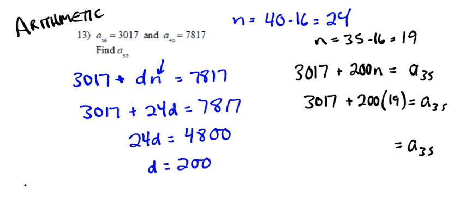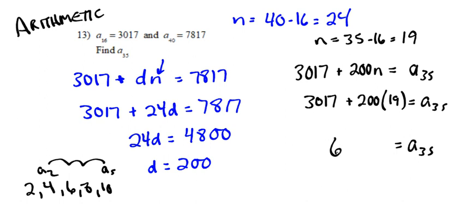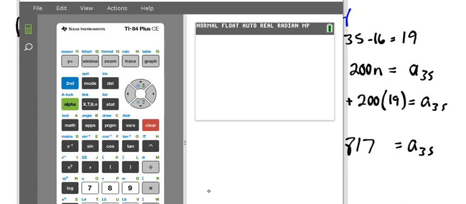And again, let's look at the sequence again. This is term 2, and this is term 5. How many differences do I have to do to get there? 1, 2, 3. Just 5 minus 2. Okay, so what is that? 3,800, 6817, term 35.